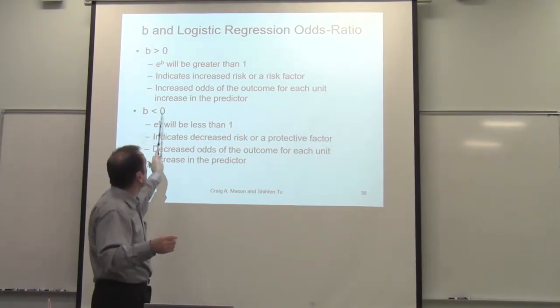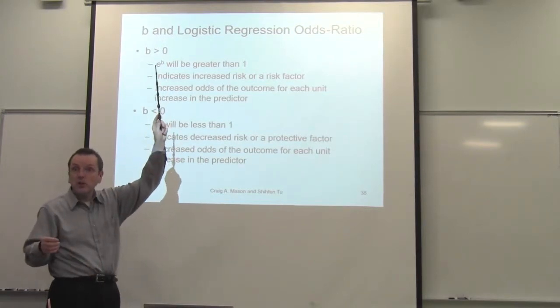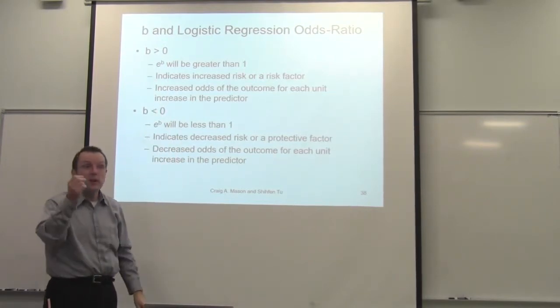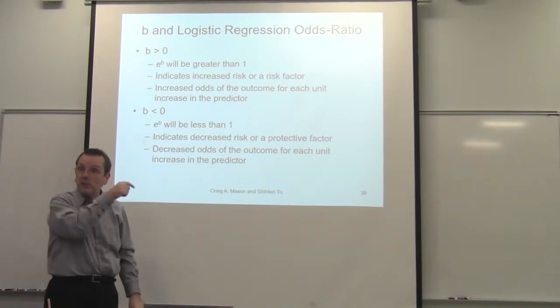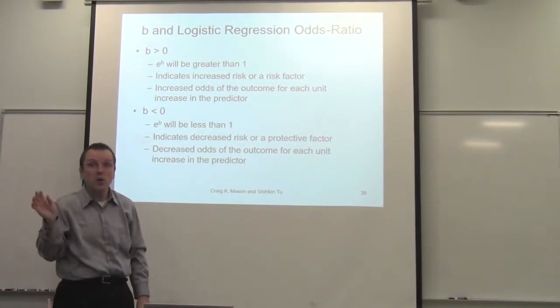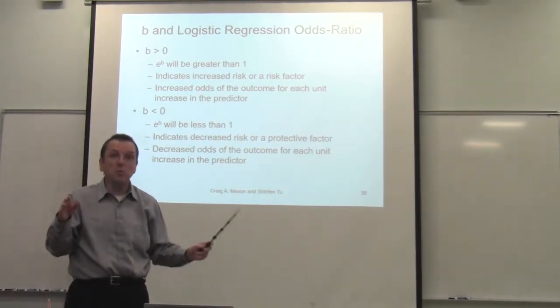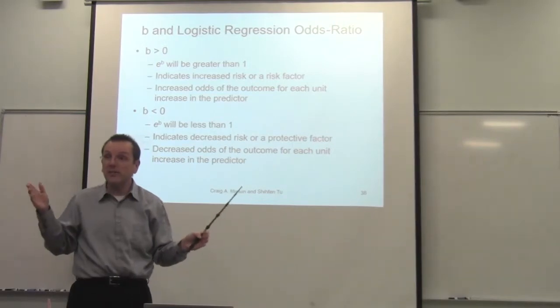But notice the regression coefficient can be greater than 0. The regression coefficient can be less than 0. But the odds ratio, just like we saw at the start, even with logistic regression, cannot be less than 0. Odds ratios will run from 0 to positive infinity.